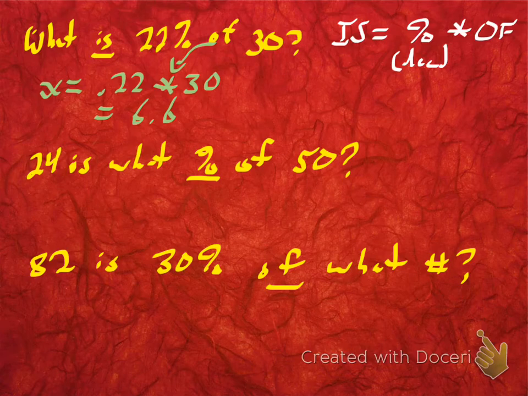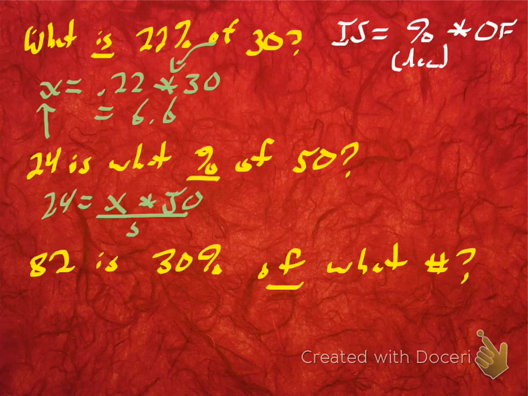The second one, the 24 is the x, so 24 equals what percent, we don't know what it is this time, so x, of, so that's going to be the times, 50. All right, and to solve this, what I'm going to have to do is divide both sides by 50. Agreed?